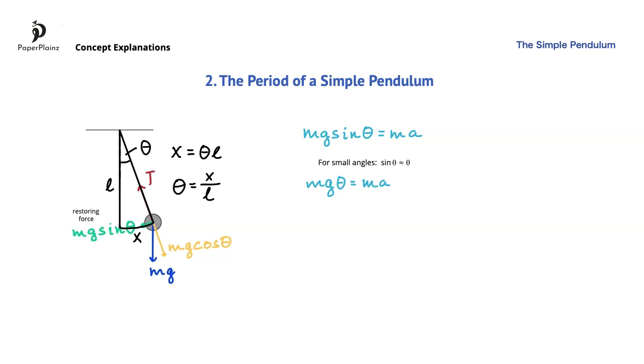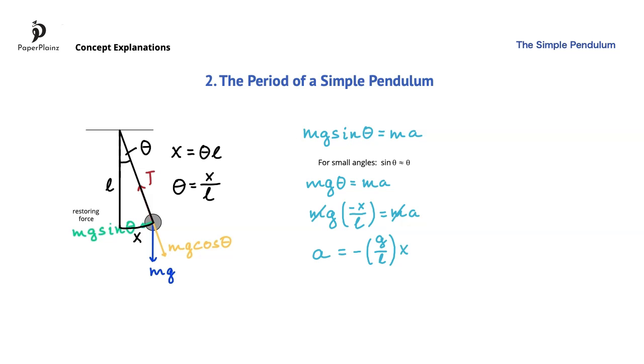Substituting this into our equation, we get that m times g times negative x over L is equal to m times a. I am using negative x in the equation because I want to show that the direction of the displacement, so x, is opposite to the direction of the acceleration, so a. We can cancel m and slightly rearrange the equation to give us a is equal to negative g over L multiplied by x.